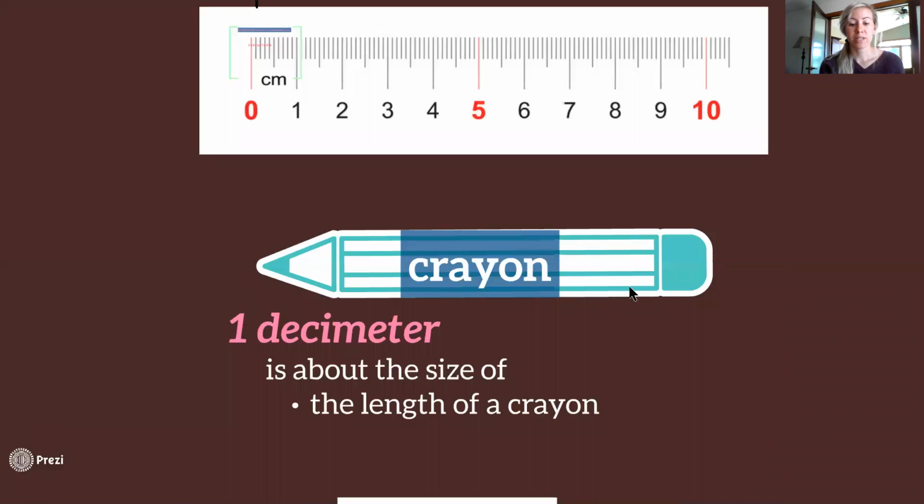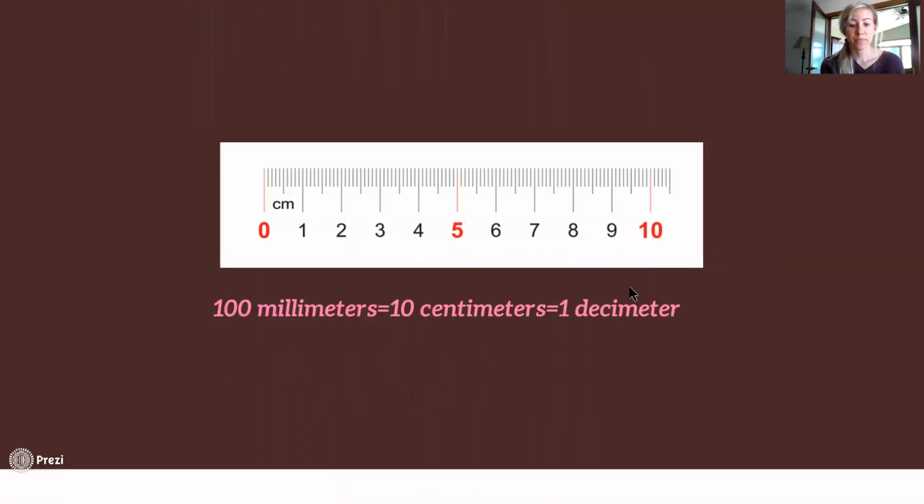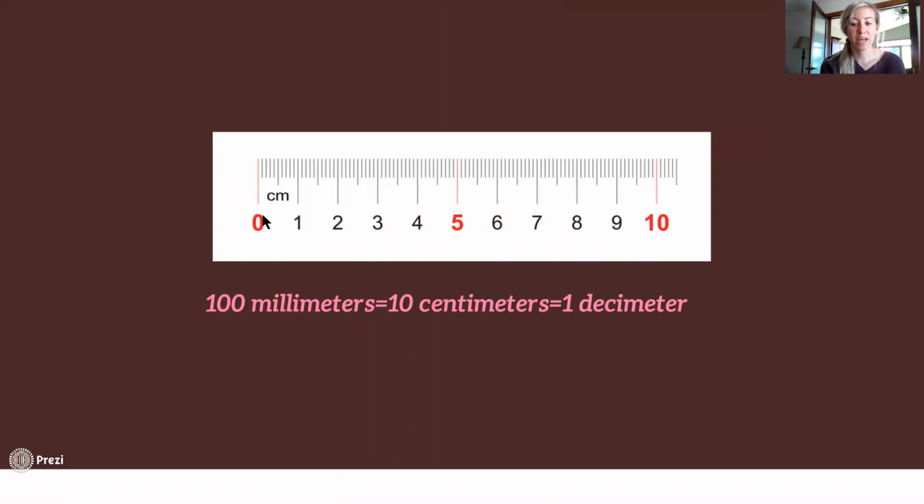1 decimeter is about the length of a crayon. So 1 decimeter is equivalent to 10 centimeters, which also is equivalent to 100 millimeters. So there are 100 millimeters inside of 10 centimeters, which is equal to 1 decimeter.